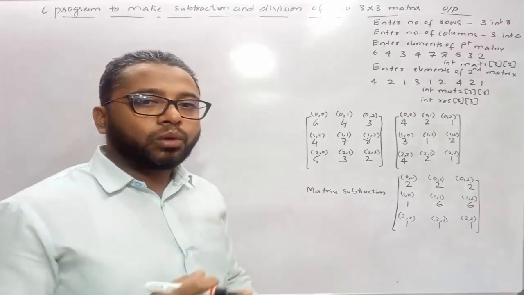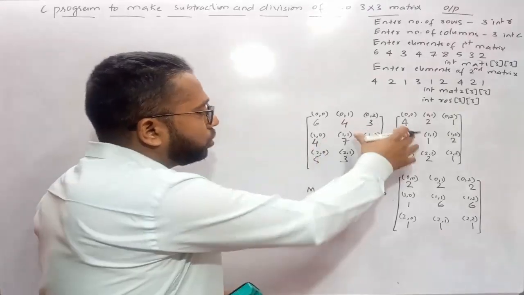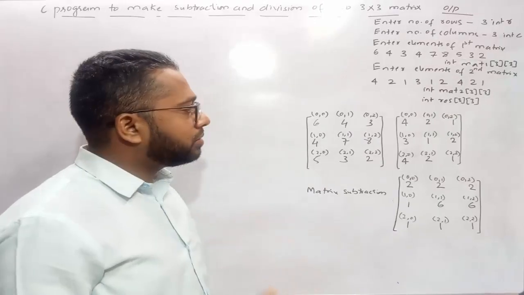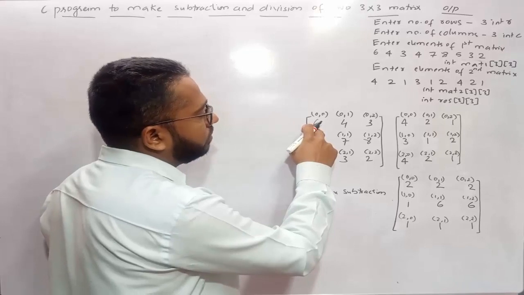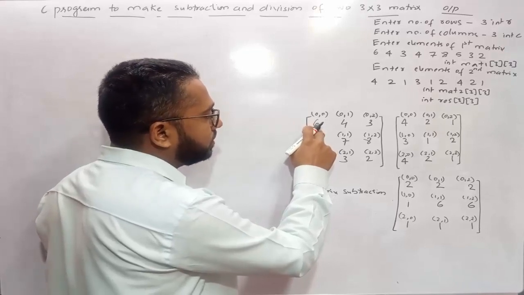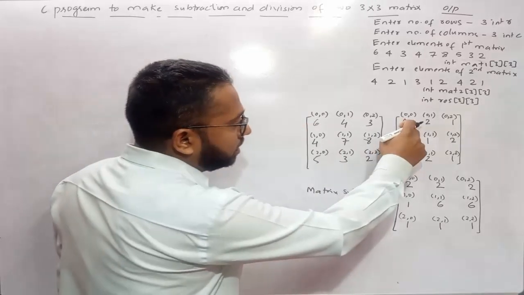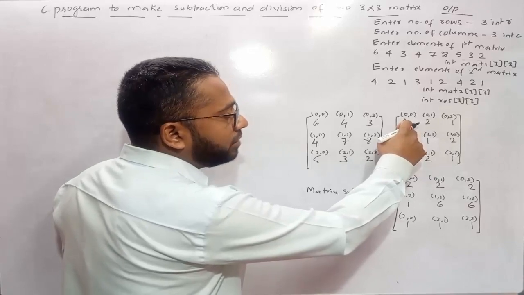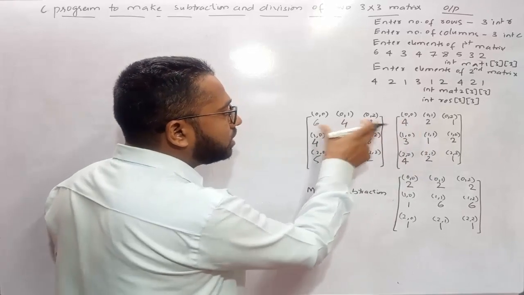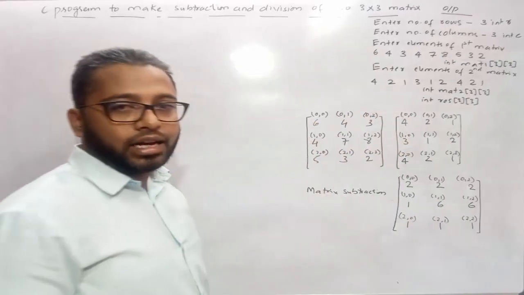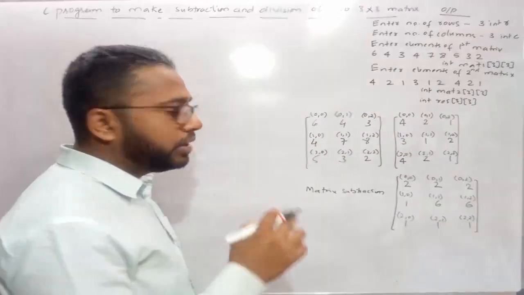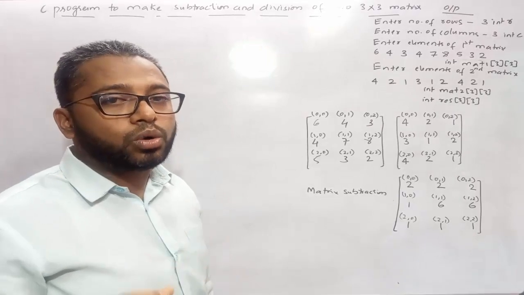Now we will see how we can perform the subtraction of both of these matrices. What we can do is first visit the first element of the first matrix and the first element of the second matrix, and perform the subtraction operation between these two elements. To do this, we should use two for loops.